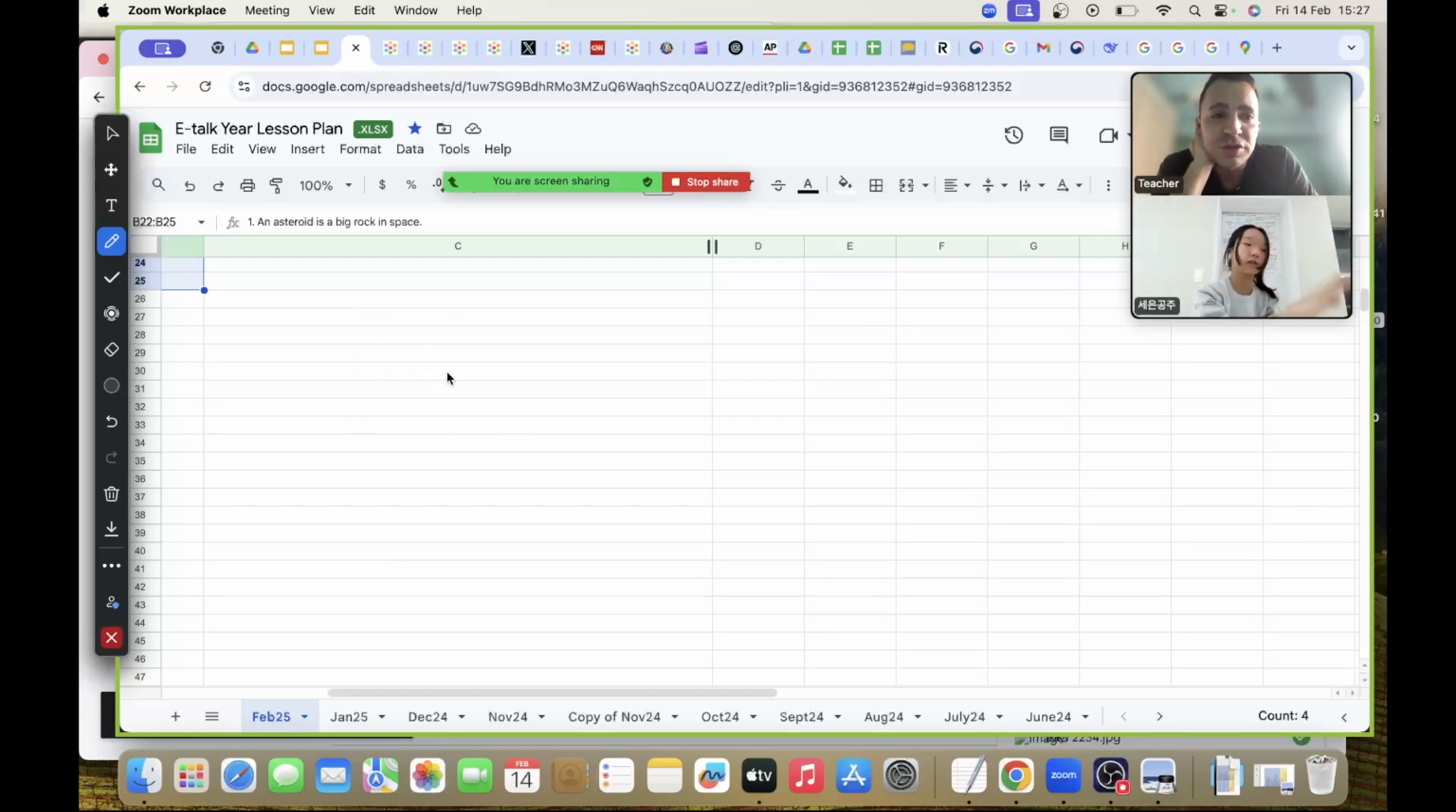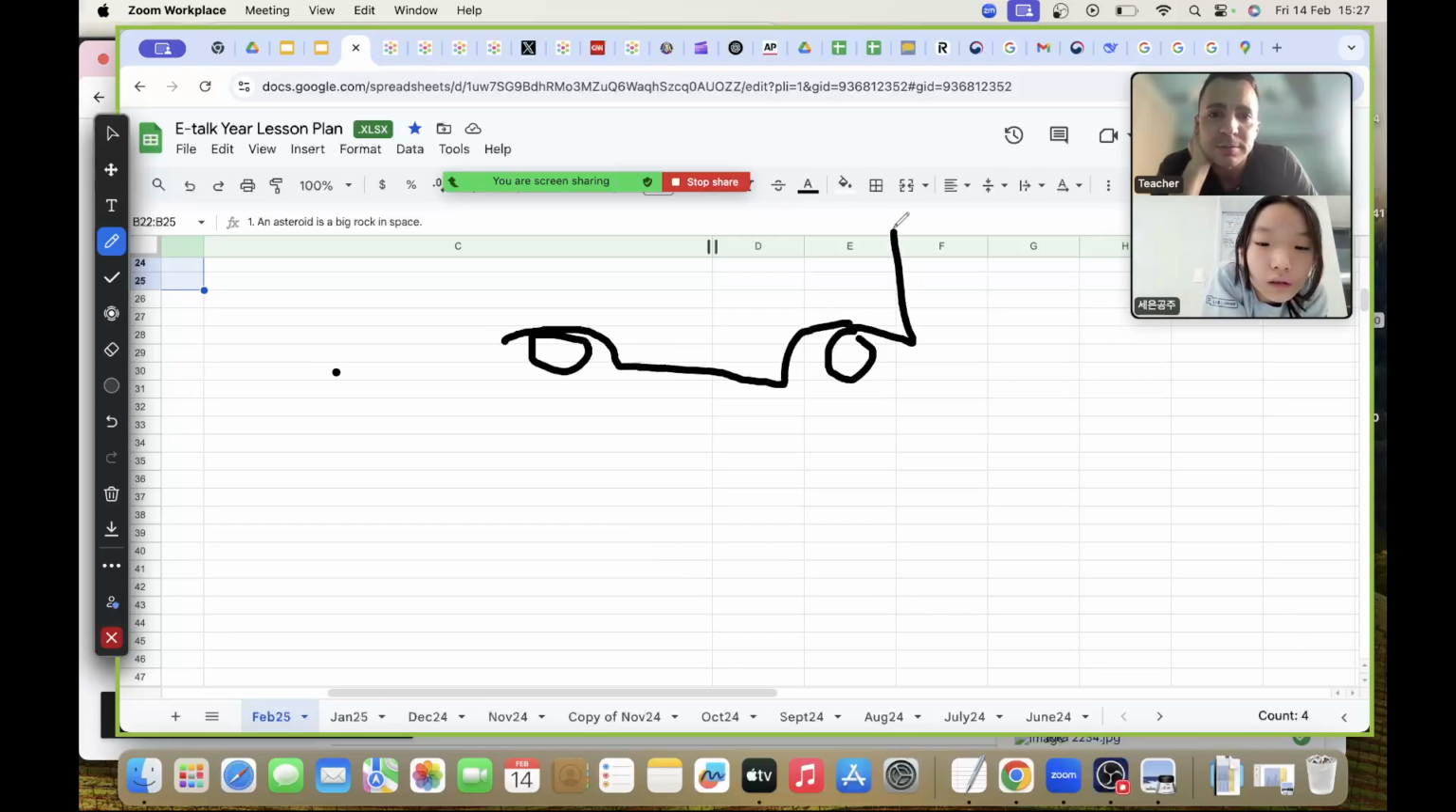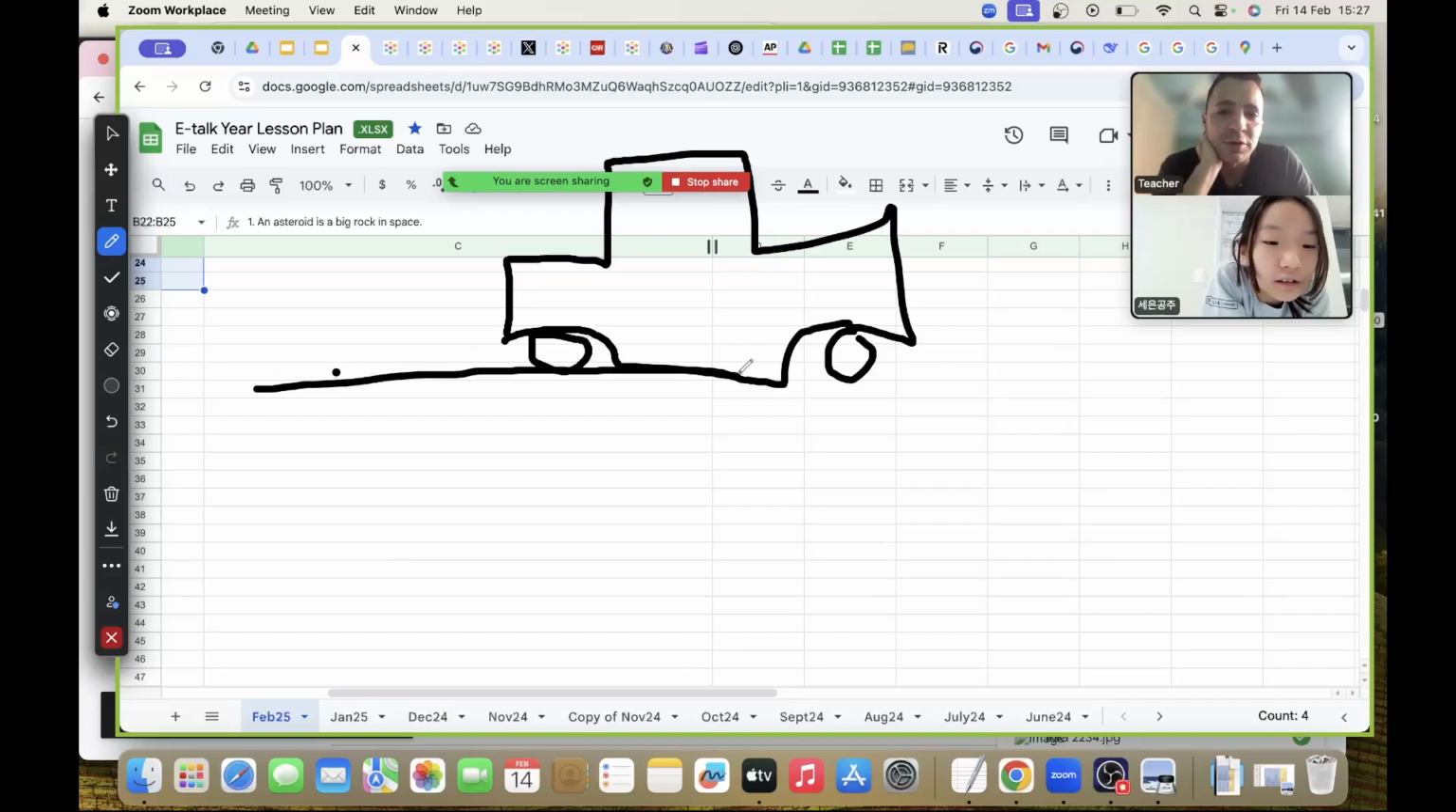I always like to draw the object, a car, and then draw the forces on the object. So there's our car, right? And there is the road because the road is giving friction. Friction. Okay, good. There is also gravity. We are just interested in the horizontal forces.